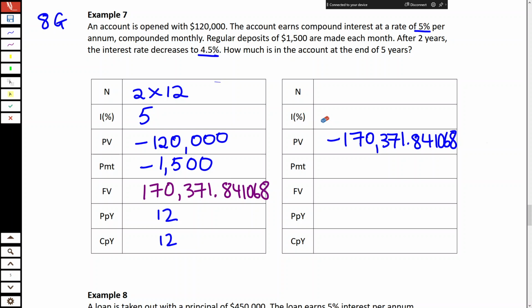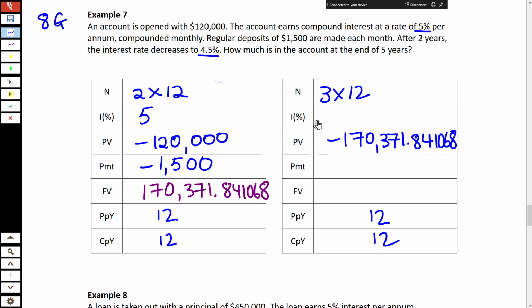For the 2-year mark to 3-year mark, we still have to compound monthly. Good question. Now it'd be 3 times 12, for 3 years, because there's a total of 5 years. We've done 2 years at 5%, and now we're doing the next 3 years at 4.5%.